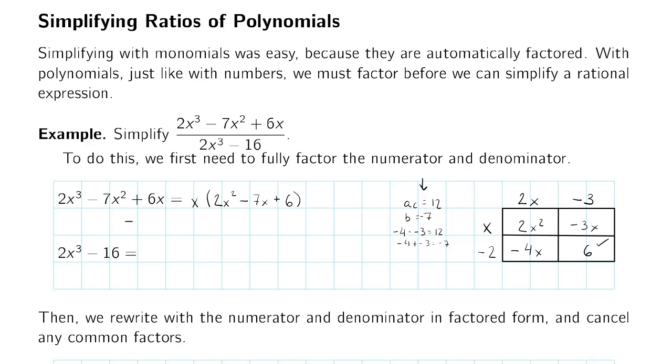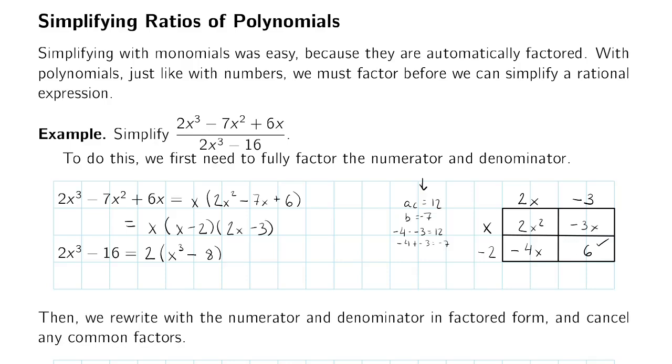Yes. So my first polynomial factors, as we keep the monomial factor x, and then our trinomial factors as x minus 2 times 2x minus 3. What about 2x cubed minus 16? Well, first we have a common factor of 2. 2x cubed divided by 2 is just x cubed. 16 divided by 2 is just 8.